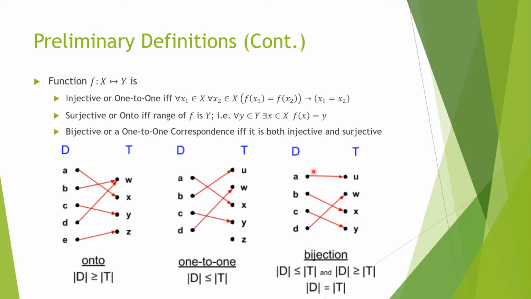Why is it one-to-one? Because every two distinct elements in the domain are mapped to different elements in the target. That's the definition of being one-to-one. And it is onto because all the elements in the target are also elements of the range of the function f. So remember, when you have an onto function, the size of the domain should be greater than or equal to the size of the target.